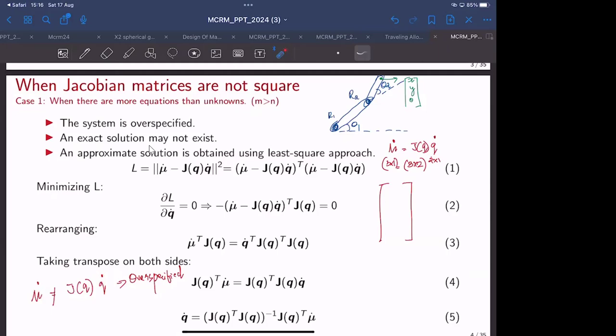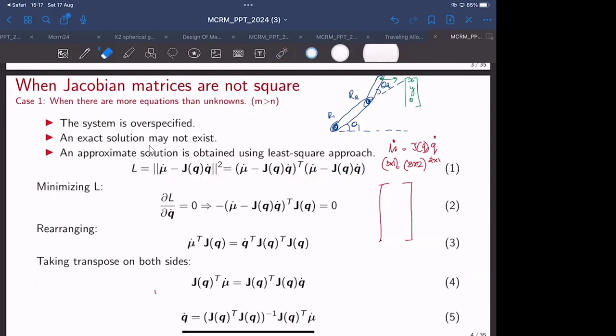So you can formulate the problem like this. This is how you formulate the problem. So the norm of mu dot minus J of Q multiplied by Q dot, we call this our objective function, right? And you can also write this equation like this. The norm squared of a vector, or the least squares of a vector, is nothing but that vector itself transposed multiplied by that vector, right?